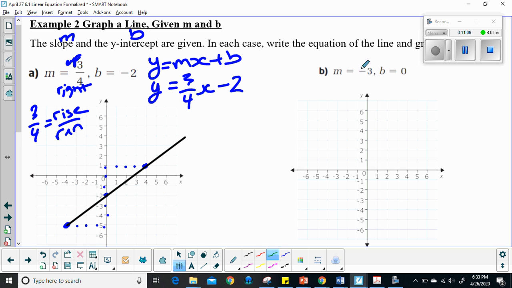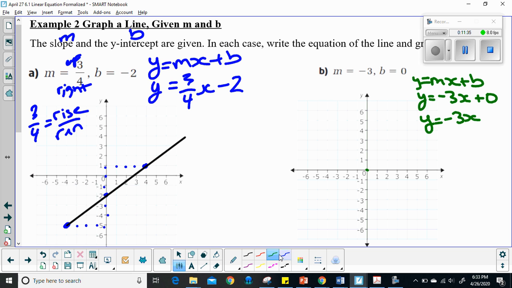So here I've got a slope which is -3, and I've got a y-intercept that is 0. So 0, let's draw my y-intercept here. Okay, easy. And let's maybe figure out what my equation is. So we've got y equals mx plus b. So y equals -3x plus 0. Oh, so I could have just written that as y equals -3x.